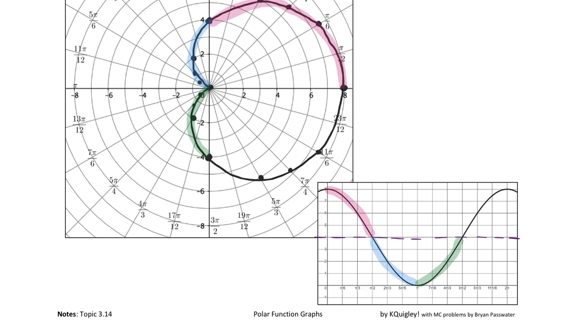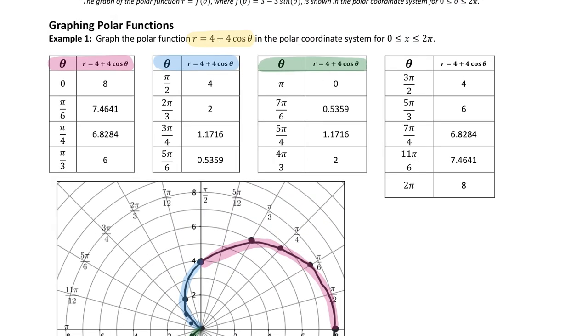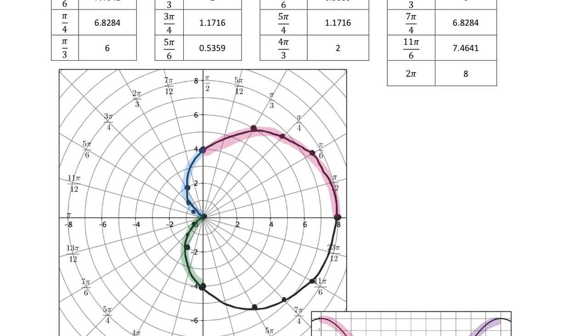And then last but not least, we have a section of the original xy coordinate plane cosine function from 3 pi over 2 all the way back to 2 pi. That corresponds to my last table here, between 3 pi over 2 and 2 pi, which also corresponds to the last section of the cardioid, the last section of this polar function that we graphed between 0 and 2 pi.